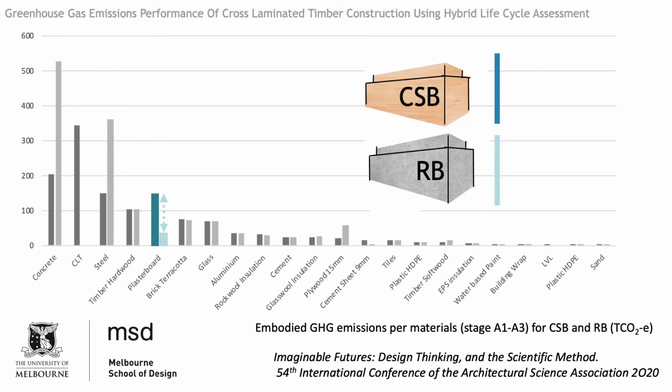Finally, this case study building has been designed following the DTS to satisfy the NCC 2016, making all CLT panels encapsulated by plasterboard. As a result, the greenhouse gas emissions associated with plasterboard are more than 2 times greater for the CSB compared to the RB.